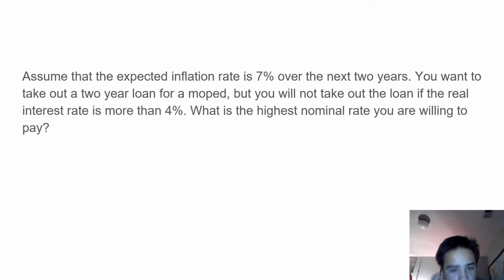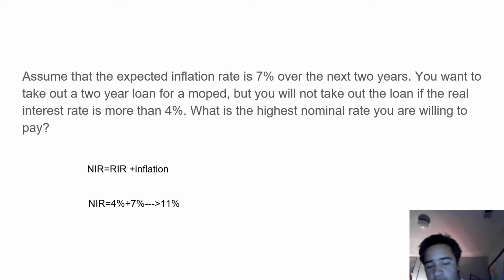So here's an example. Assume that the expected inflation rate is 7% over the next 2 years. You want to take out a 2-year loan for a moped, but you will not take out the loan if the real interest rate is more than 4%. What is the highest nominal rate you're willing to pay?